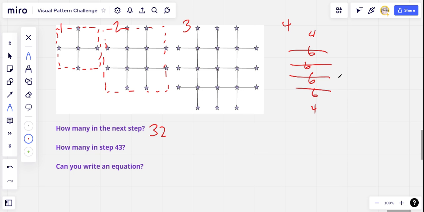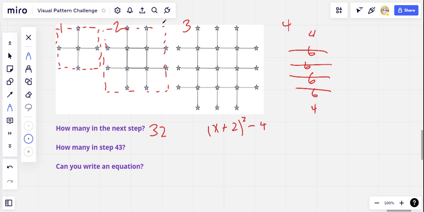So yesterday we came up with an equation that was x plus, in this case it would have to be 2, and then square that. So we'll take the step number and add 2 to it. That's going to give us this 3 by 3 grid of stars you'd have in step 1. And then the corners aren't filled in, so you subtract the corners. There are 4 corners. So this would be a 4 by 4 grid of stars. So step 2 plus 2, that's 4.